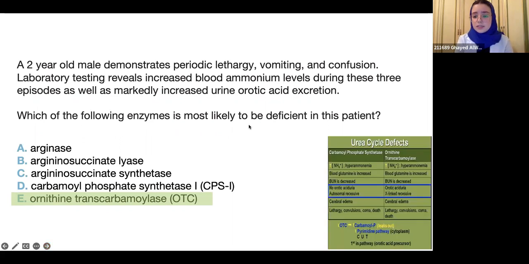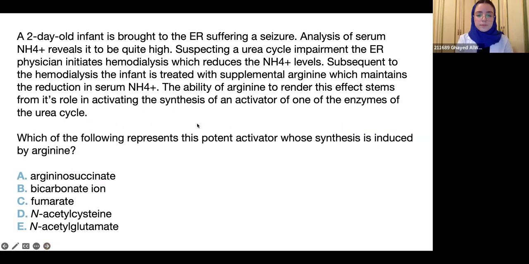Okay, and this is the table again. So orotic aciduria only happens in ornithine transcarbamylase deficiencies. Okay, next question.